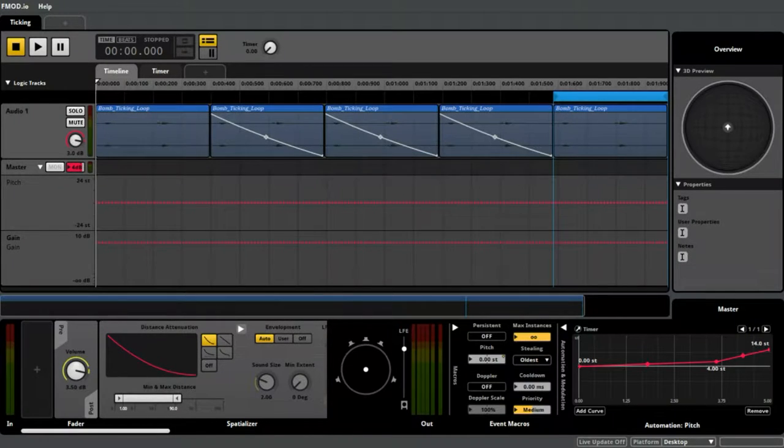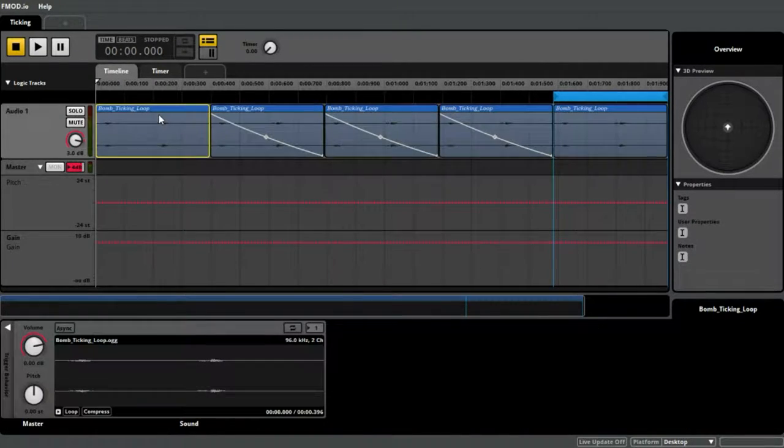So this is the event in FMOD. The ticking sound effects are contained in single instrument containers, and each one is reduced by 5 decibels, with the last one being played in a loop region. So here it is in action.